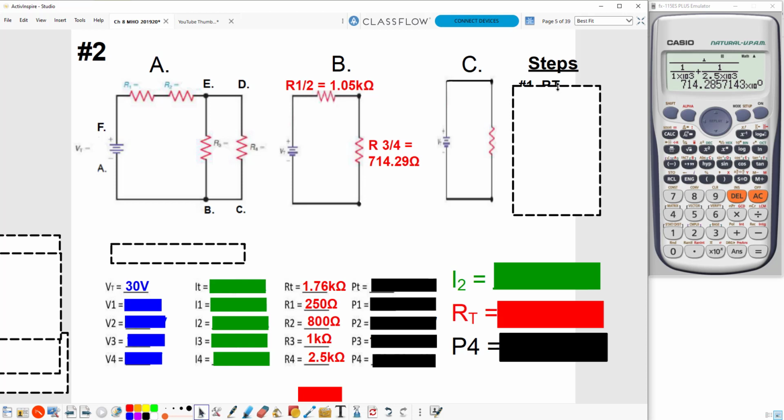And here's the steps that I'm taking to solve the circuit. So number 1, RT. Anytime I can get 2 out of 3 going horizontally, I can solve for the third. So now I've got my voltage and my resistance, so I can solve for IT. 30 volts divided by 1.76 times 10 to the third ohms gives me a total current of 17.05 milliamps.